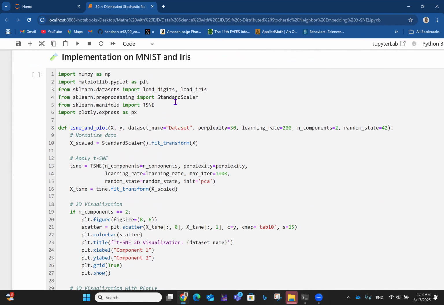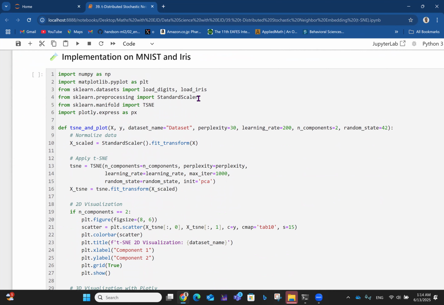I think the MNIST dataset is a dataset of handwritten digits, used for imaging like that, some images of handwritten numbers. Okay, so of course, we have NumPy, Matplotlib. Then we have the scikit-learn stuff where we load digits and load iris also. Then preprocessing, we need the StandardScaler.